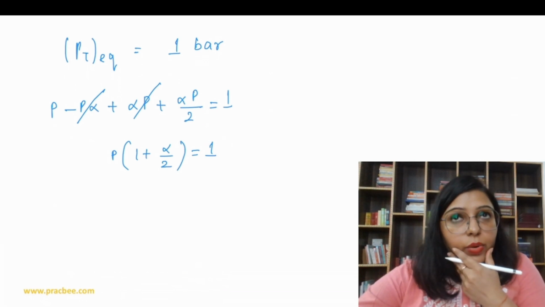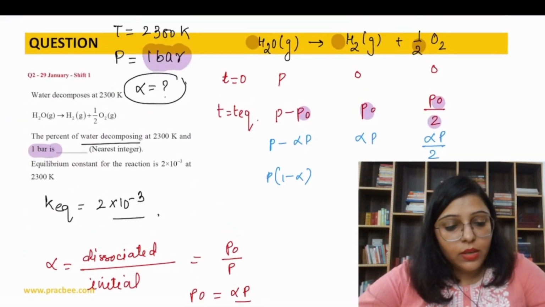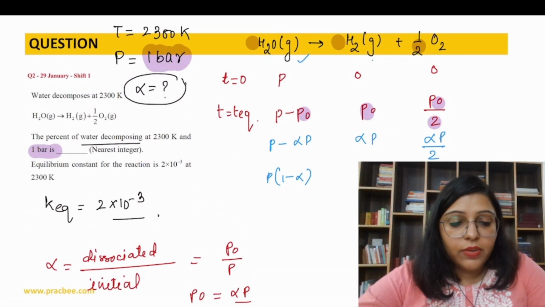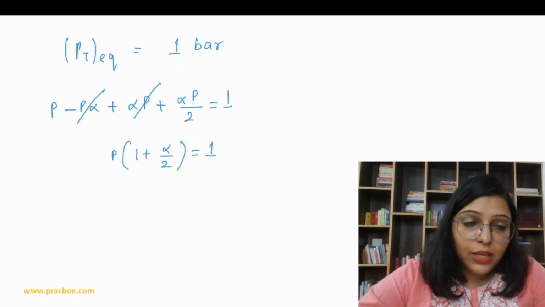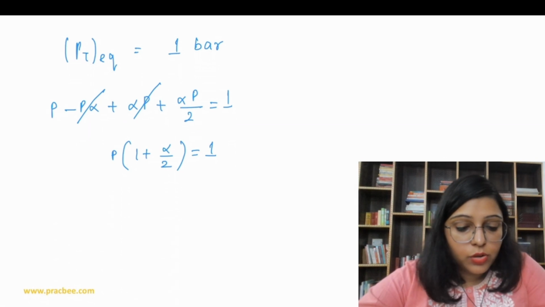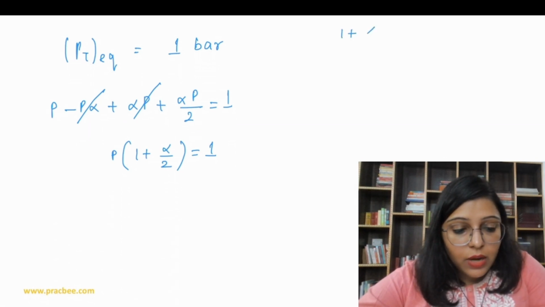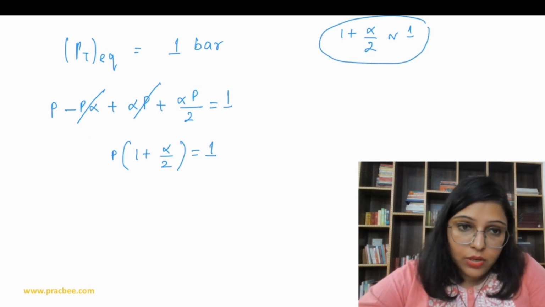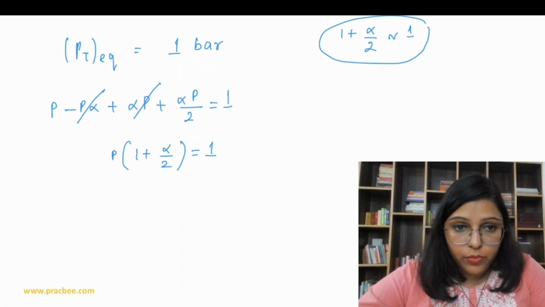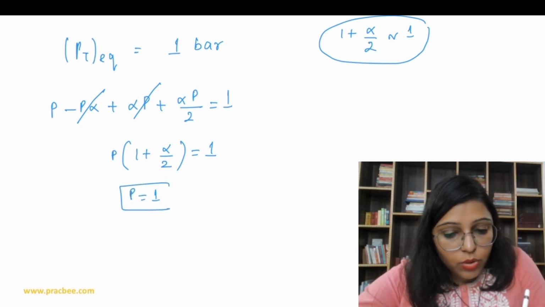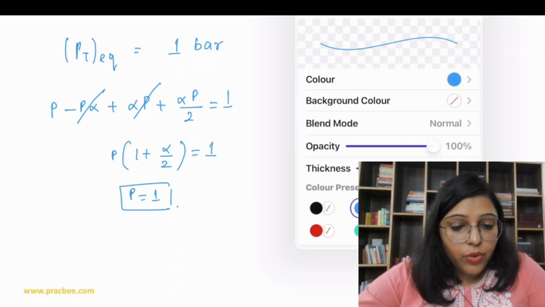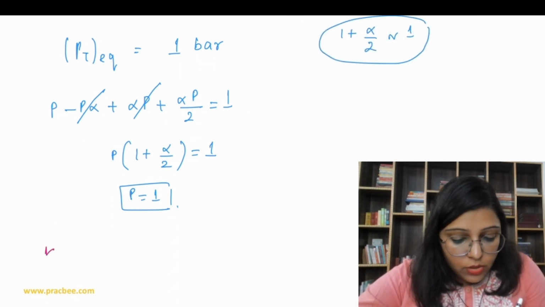Now we are going to understand that H2O gas is converted to H2 gas and half O2 gas, right? This decomposition is actually a very slow process. So we can take 1 plus alpha by 2 as 1. We can ignore alpha by 2 with respect to 1. So from here we can say P is equal to 1. Okay? Now, what to do next? Kp. So Kp is what?